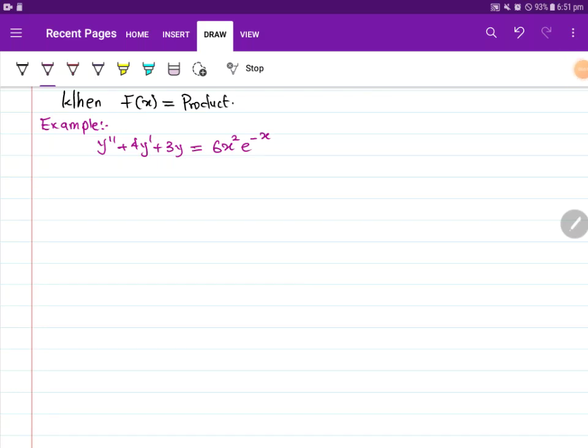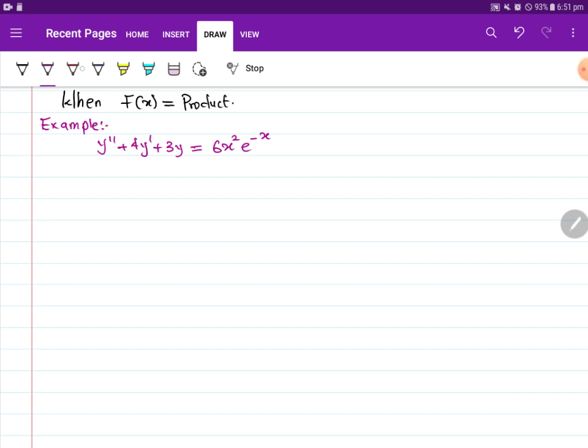Hello, welcome. In this section, we'll be looking at when f of x is in the form of a product. Your inhomogeneous equation, f of x is not equal to zero. Now, it's not equal to zero, it means it's equal to some function. In a situation whereby f of x is equal to the product of two or more functions, what do you do? So, in this class, we'll be looking at an example where our f of x is equal to a product of functions.